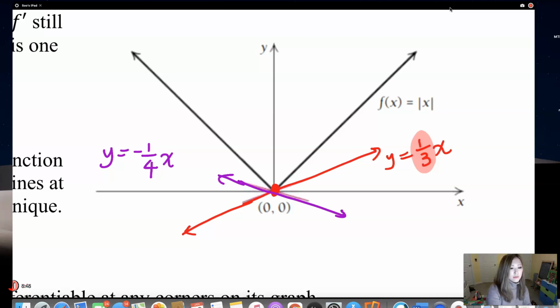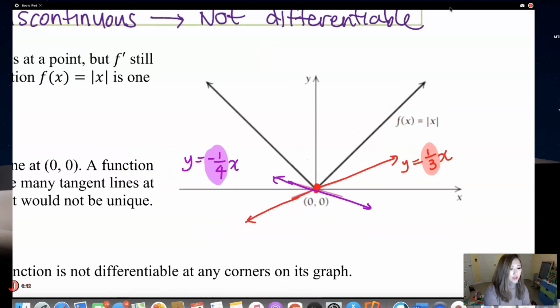But the exact number doesn't matter. What I wanted you to pick out is that the slope of that tangent line is negative 1/4. You see how these two highlighted slopes are different, right? There is not a unique tangent line. So we have more than one possible answer. If that happens, we're going to say it's not differentiable. We need to have a unique tangent line.